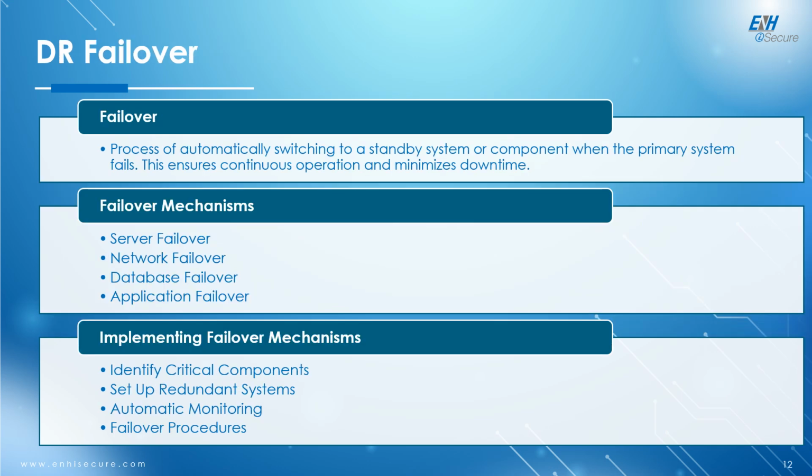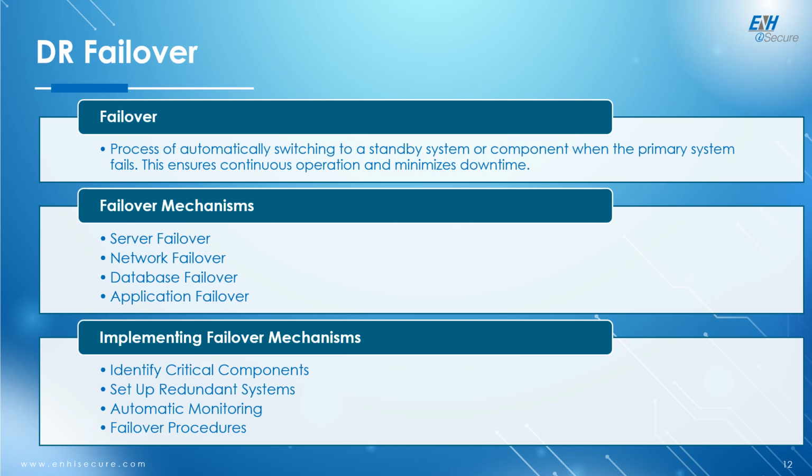So how do we handle the failovers? Such as when a cyber attack is happening or any other primary instance failure happens. So how do we handle that? And what is the mechanism that we use? The failover is simply the process of automatically switching to a standby system or component when a primary system fails. This ensures continuous operation and minimizes the downtime.